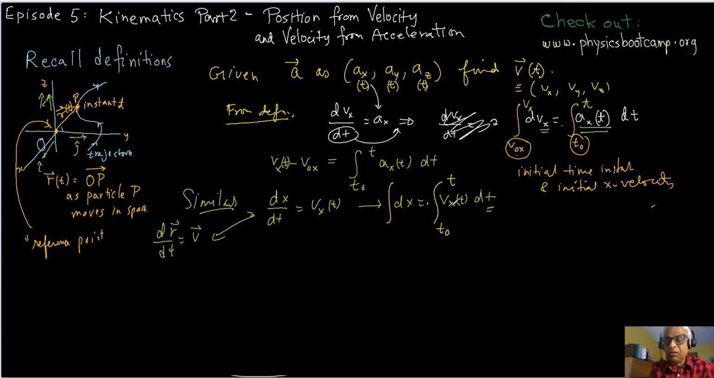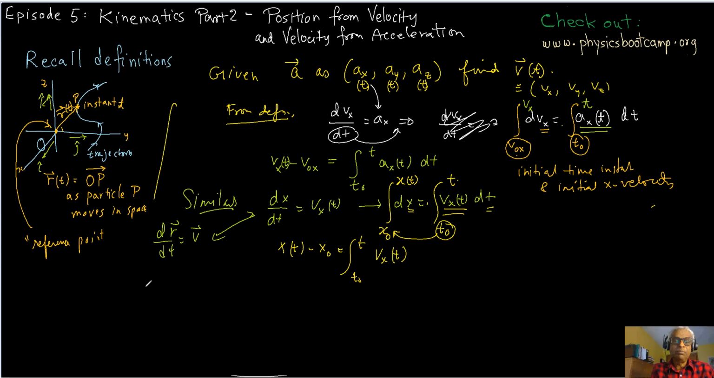Again, this cannot come out unless I know it's constant. So I need to know at t equal to 0 what the value of the x coordinate is. Let's call that x0. And let's call this x, which is at the instant t, at which you can write down x as a function of t. It's going to be exactly like that. And so x at t minus x0 is going to be the integral from t0 to t of vx of t.